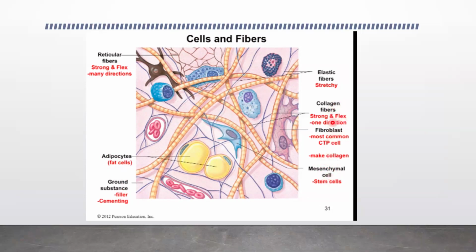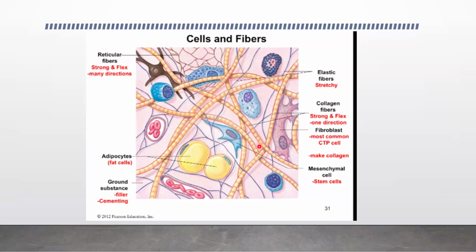You can have fibroblasts. You can also have mast cells. You can have other cell types depending on which connective tissue you're talking about. And then for the fibers, you can have reticular fibers, elastic fibers as shown there, and also collagen fibers. So the various percentages of these will determine which connective tissue you have.